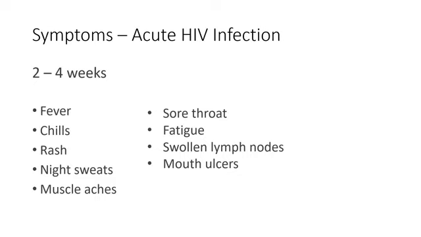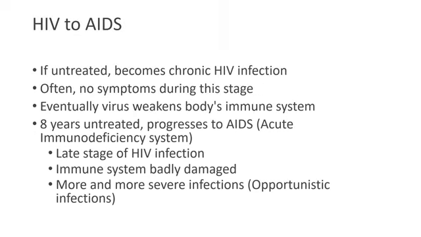So when you first get infected with HIV, and this is almost before the dormancy stage, so to speak, you'll have symptoms about 2 to 4 weeks after your infection. You'll get fever, chills, rash, night sweats, muscle aches, just like any other infection. You might also have a sore throat, be tired, have swollen lymph nodes, and maybe even some mouth ulcers. But if you don't go to the doctor at that point, then it goes into that dormant stage and it can become chronic. So there's often no symptoms at that stage because it's just lurking behind in our CD4 cells. It's not doing anything. It's just hiding out there.